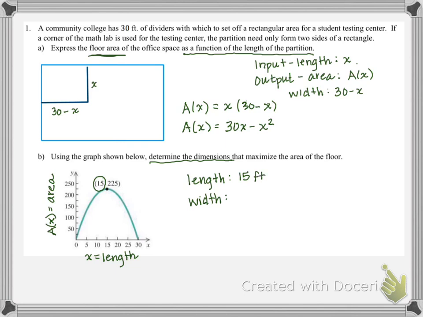And then how do I find my width? 30 minus 15. Right. You want to literally look for the word width. Like go up to your list and look for the word width. And it tells you exactly how to find your width, right? So 30 minus 15 equals 15 feet.